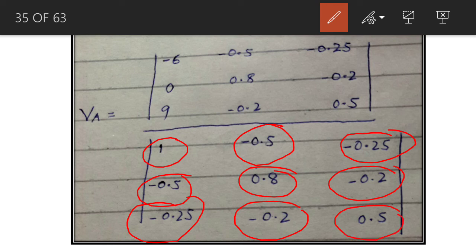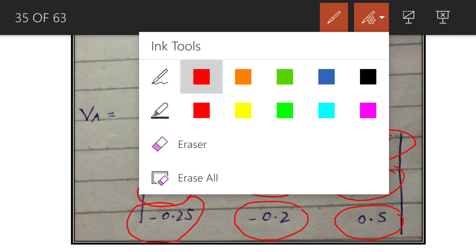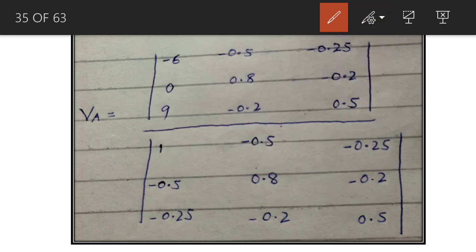So we calculate VA. Why? Because VA is required only. I will let you know how VA is required. For the calculation of VA, we replace the first column of the G matrix by IG1, IG2, and IG3.